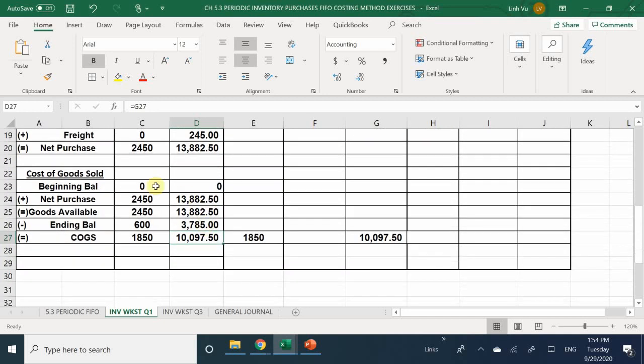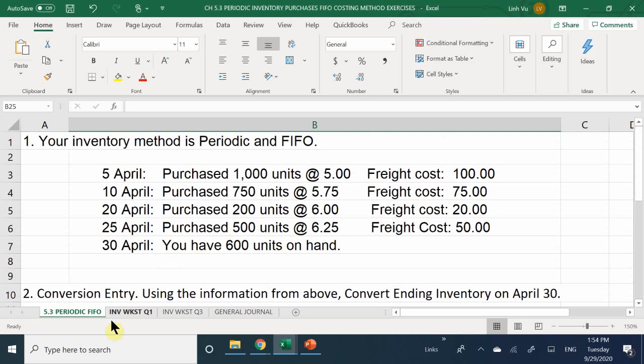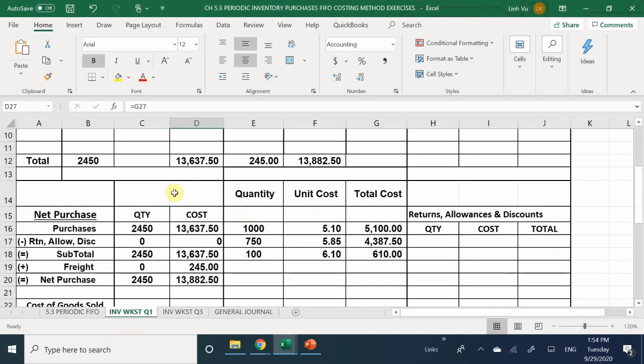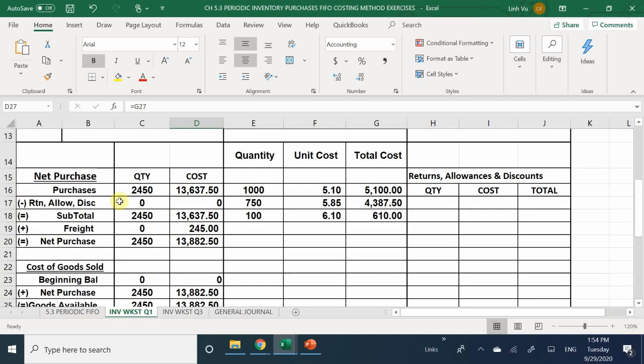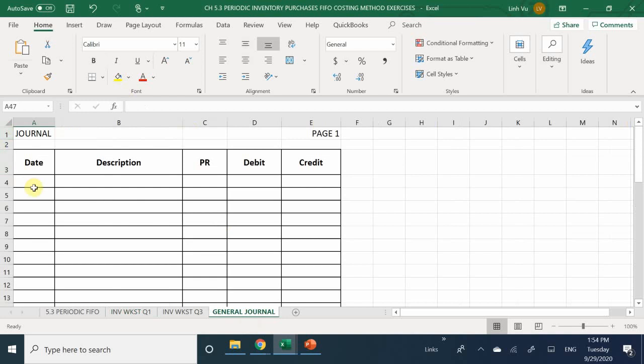Now question number 2 is going to ask you to journalize the conversion entry using the information from above. Because we've calculated all of this information, we have our total purchases, our total freight, our ending balance in inventory, and our cost of goods sold. So now we can complete our journal entry. We're doing it for April 30th, because it's the end of our period. So what's my debit account going to look like? I'm converting from an expense into inventory.